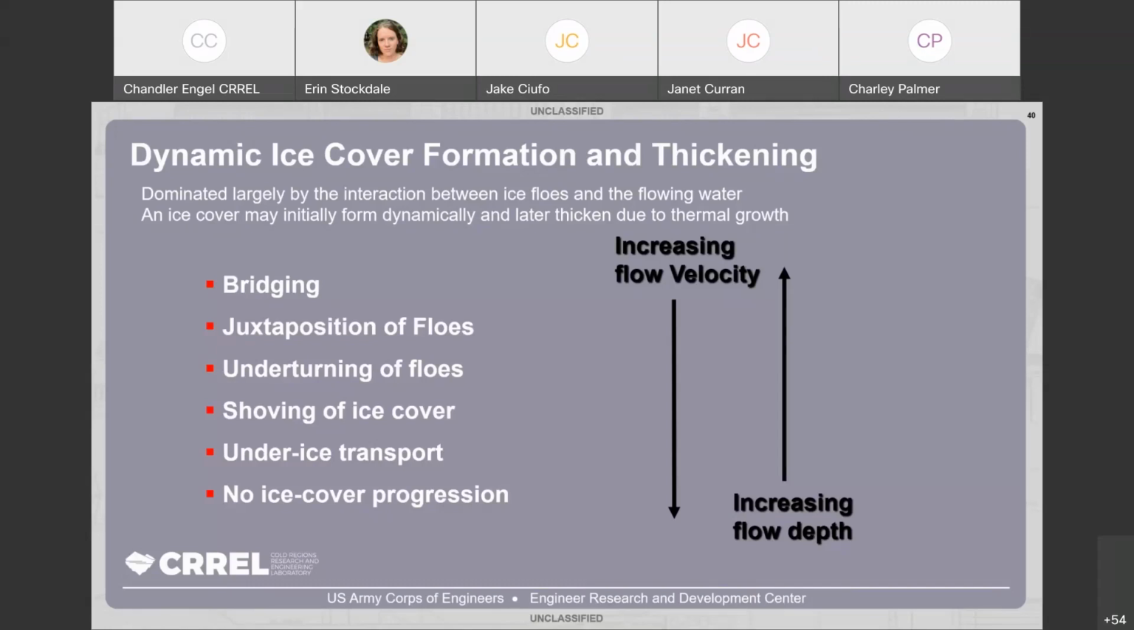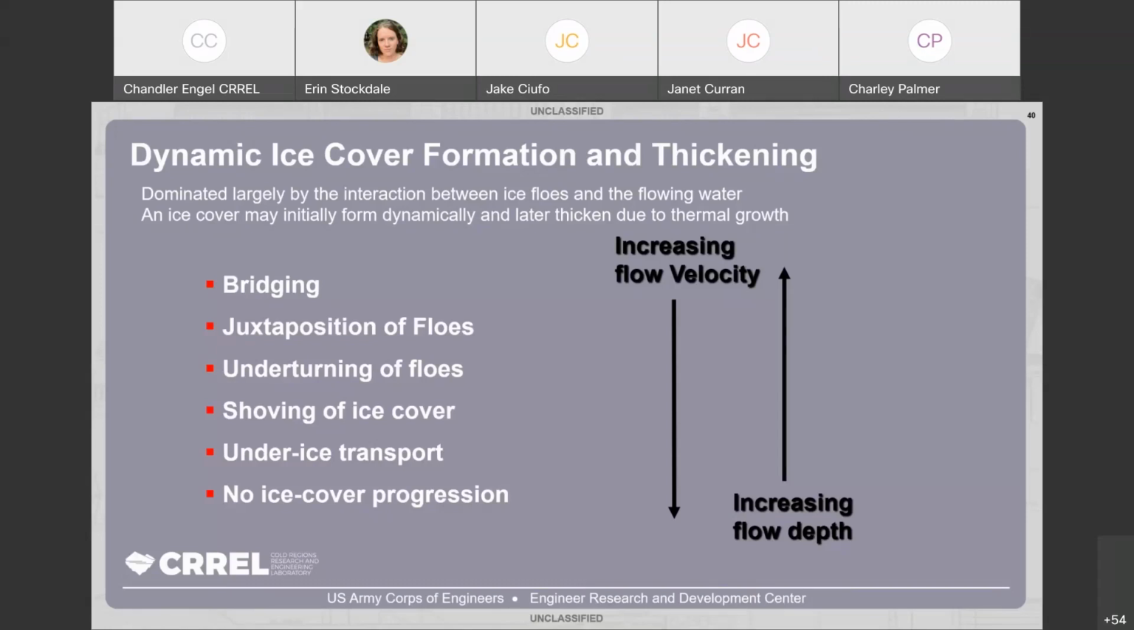Flows can continue to concentrate to the point where they no longer move downstream, and they'll completely cover the water surface into what we call a juxtaposed configuration. So just imagine all those pancake ice accumulations being grouped up. The individual flows will form a continuous cover.